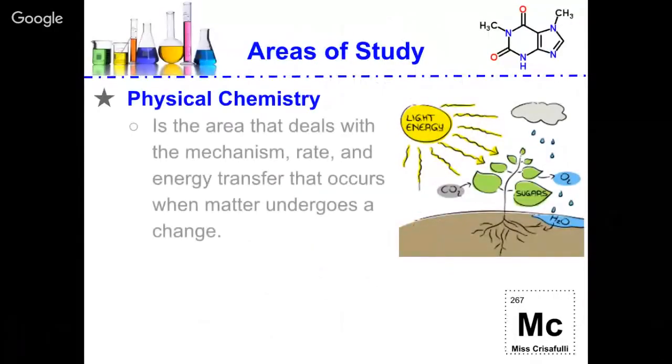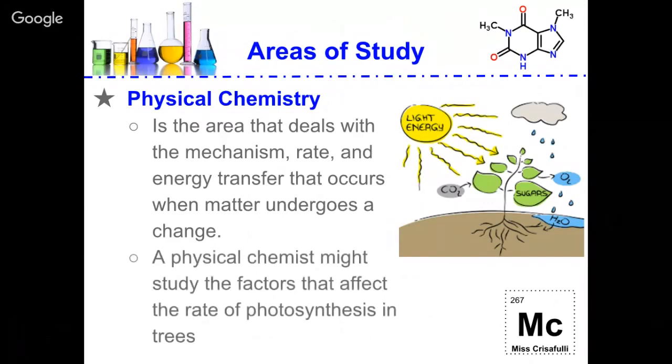Physical chemistry is another one. It is the area that deals with the mechanism, rate, and energy transfer that occurs when matter undergoes a change. So when we talk about chemistry, we defined it as the study of matter and the changes that it undergoes. Well, physical chemistry is going to talk about how that change happened. How fast does it? Does it require energy? If it does, where does it go? So a physical chemist might study the factors that affect the rate of photosynthesis in trees. So to speed up the photosynthesis process or slow down the photosynthesis process, that is what a physical chemist will study.